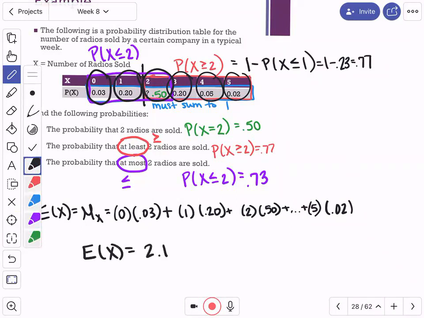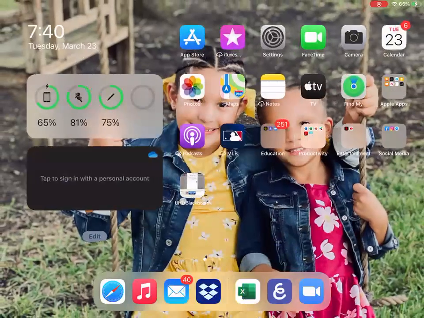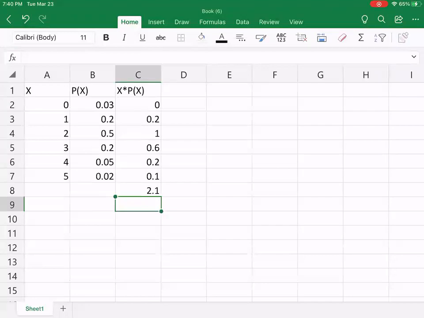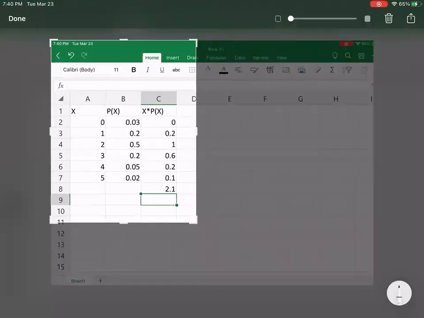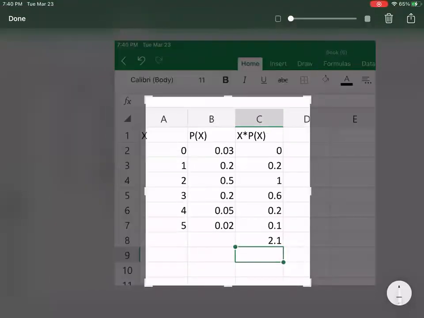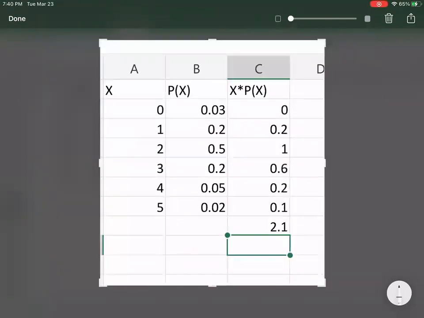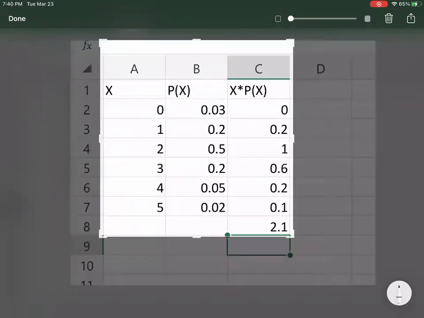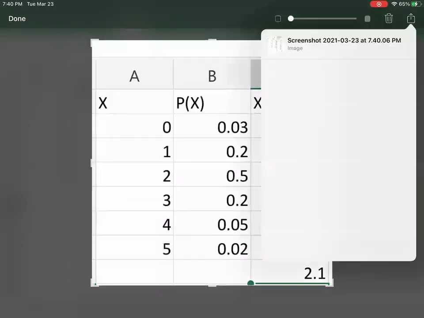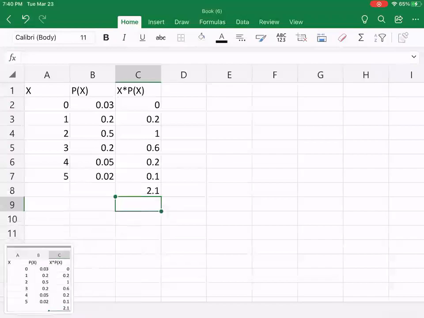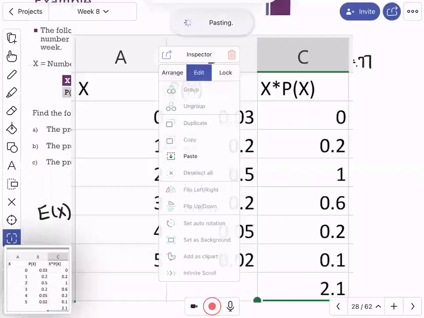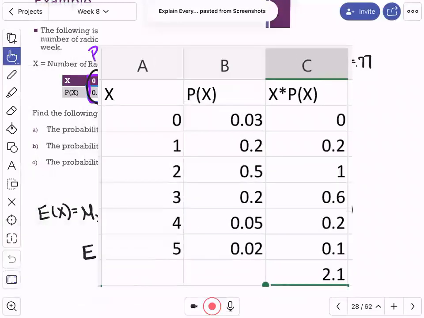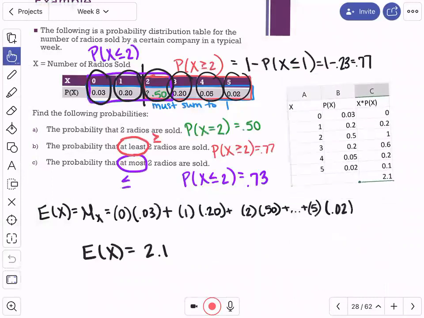The expected value of X is 2.1. So I can grab that and paste that in here. There's your expected value.